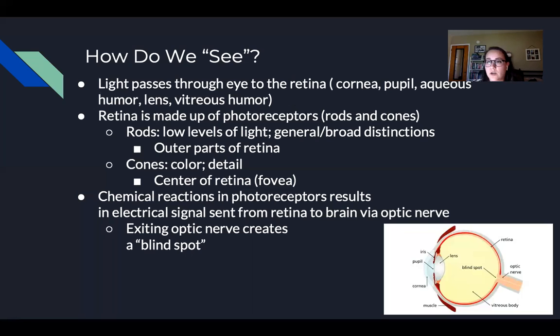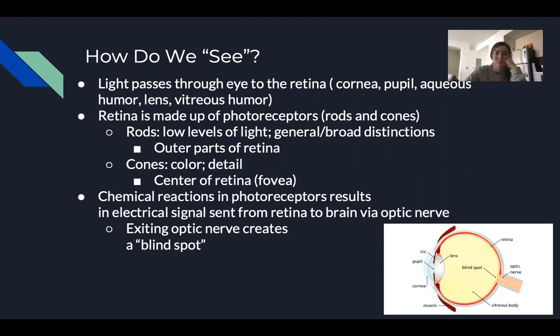And cones are concentrated in the center of the retina. So the very center of the retina is called the fovea. And the concentration of the cones in the fovea is what allows us to perceive really fine details. And again, like I said, they are called cones because they look like cones.